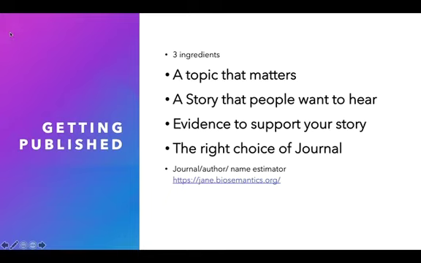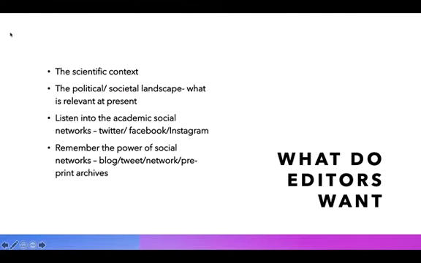The first thing is make sure you have a topic that matters to you and to your patients. Make sure that you have a story that people want to hear. You have to have a narrative, and the narrative must start from why you did this and then present the evidence in a very good, logical way. And then you have to make the right choice of journals. And I give you a link to a site which will allow you to choose the right journals for what you are presenting. Then finally, let's talk quickly about what editors want.